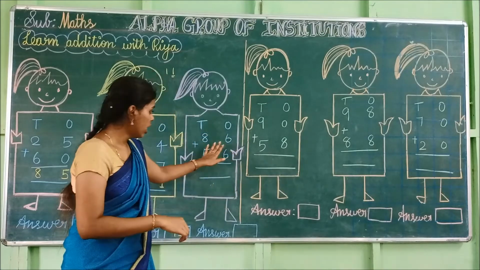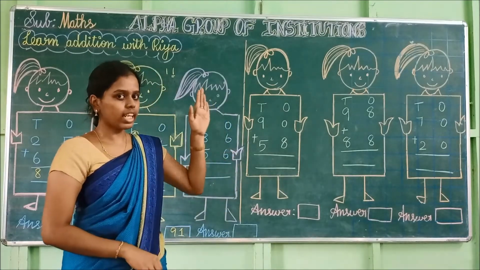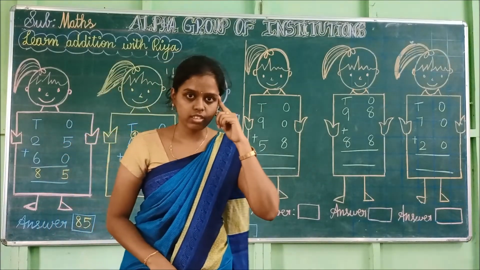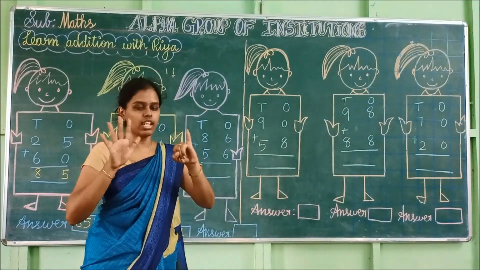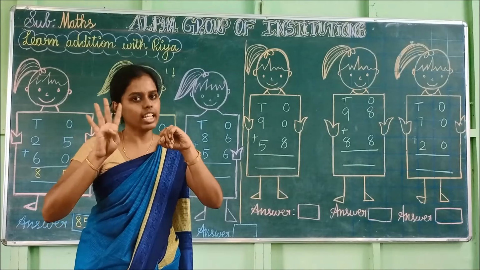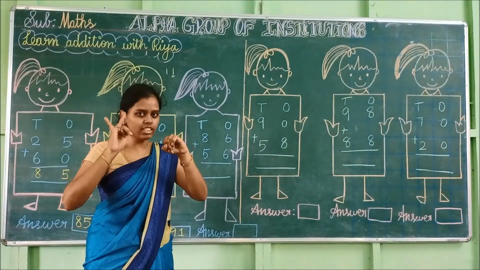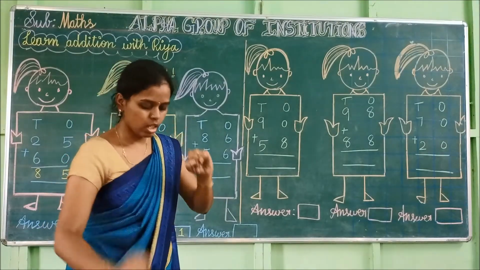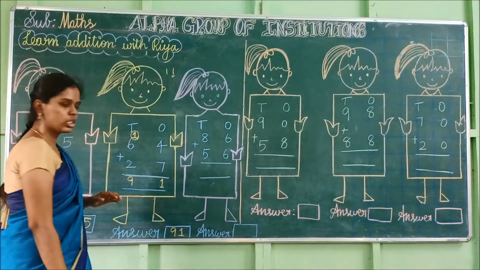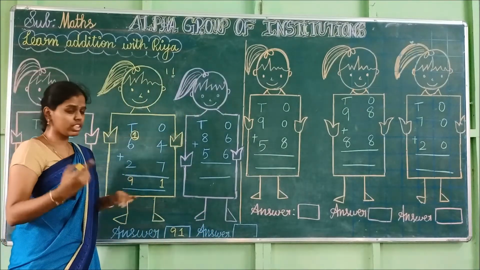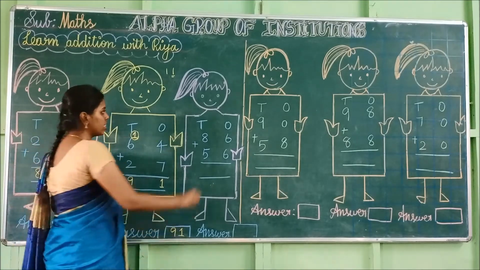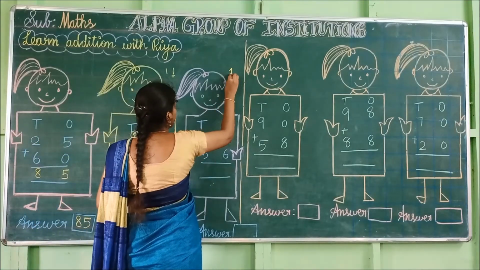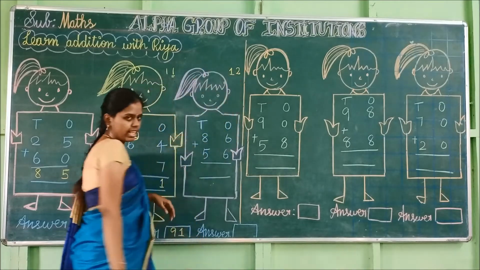What we have done? Keep 6 in the mind and take 6 in your fingers. After 6, 7, 8, 9, 10, 11 and 12. What's the answer you have got? 12. If you are getting only one digit, you can put it directly here. But you have got 2 digits as your answer.